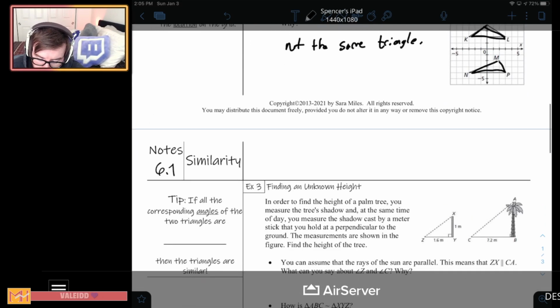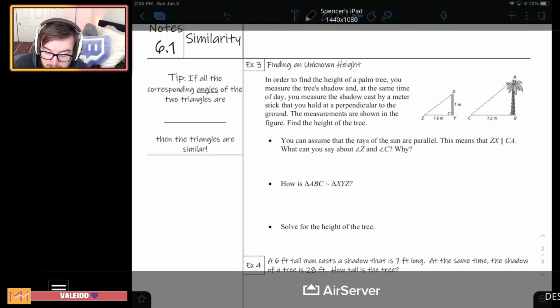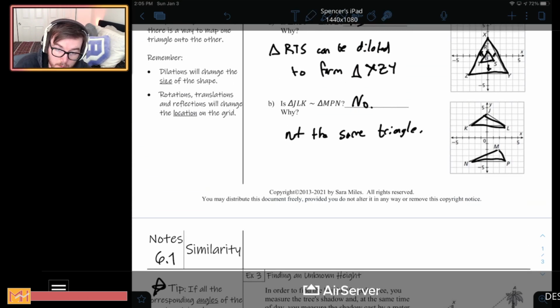All right, moving on. Similar just means, hey, they look the same. They look similar, right? Similar is such a perfect word. I think we all know what similar means. It's the perfect word to describe the situation. So here's a little pro tip. If all of the angles of two triangles are equal, then those two triangles are similar. If all three angles inside of the triangle are the same, they're similar.